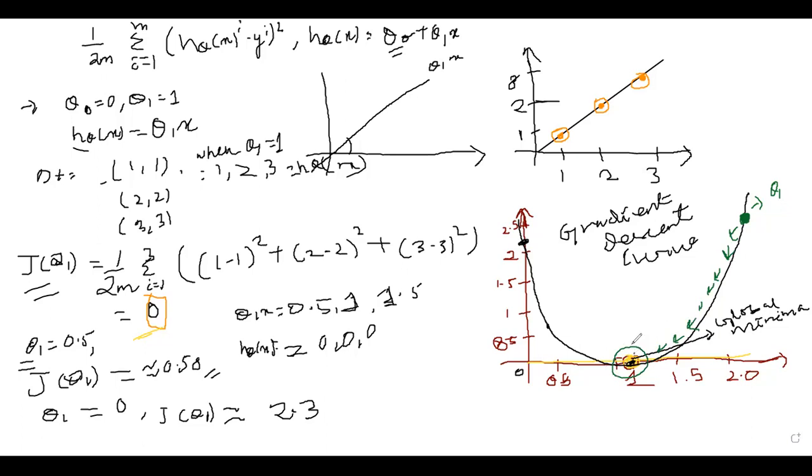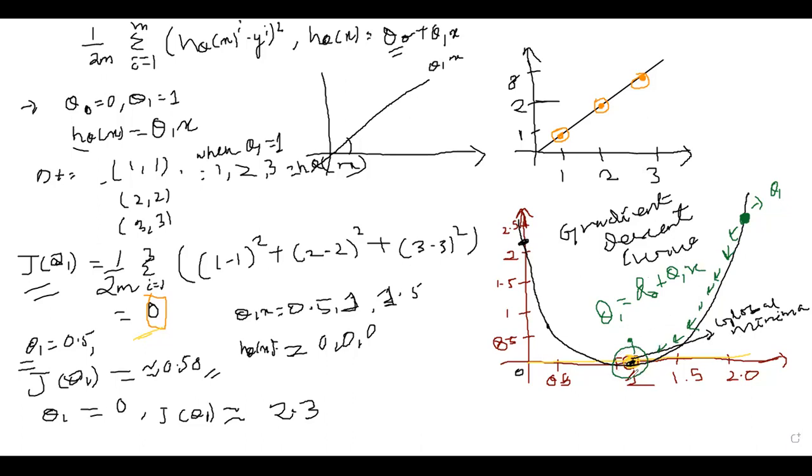If you take this theta 1 value and construct your line, that is theta 0 plus theta 1 into x, then at that point of time you will get the best fit line. So this is my best parameter.